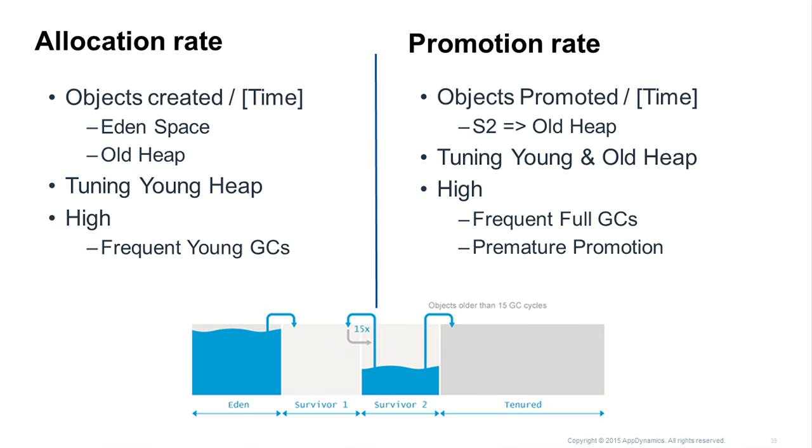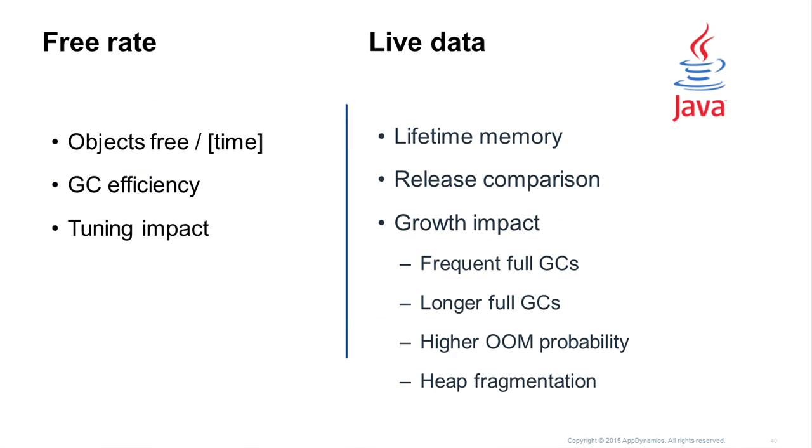Promotion rate, on the other hand, is essentially promoting objects from your young heap into the old heap. It's another important factor to monitor, because if your promotion rate is very high, you can run into more frequent full garbage collections because your old heap will fill up faster, and the full garbage collection cycle is a lot longer. You can also run into premature promotion, where you promote objects that are actually short-lived and shouldn't be promoted. Then you incur a penalty with the garbage collector managing memory on the old heap instead of the young heap.